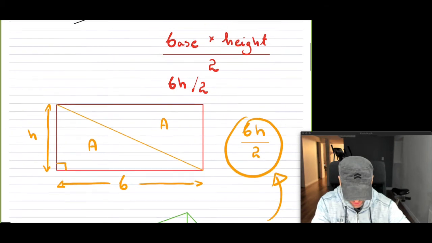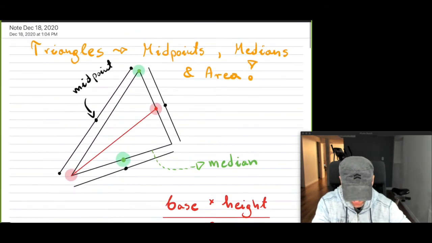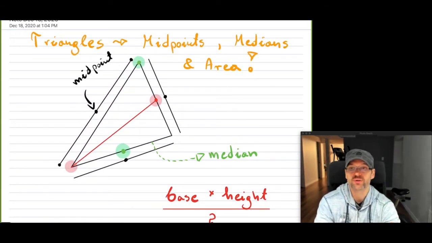So what have we learned? Well, we have learned what a midpoint is within these triangles. We've learned what a median is. And we can see what the area of a triangle is. Now you can do a lot of neat things with these midpoints, medians, and areas, and so on.